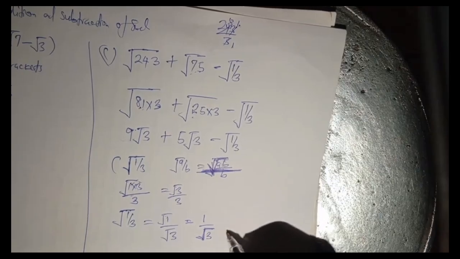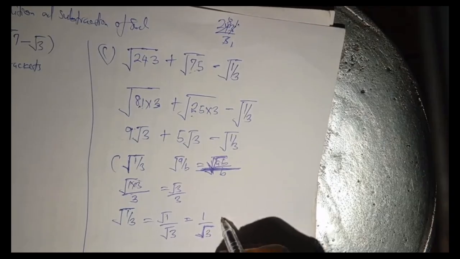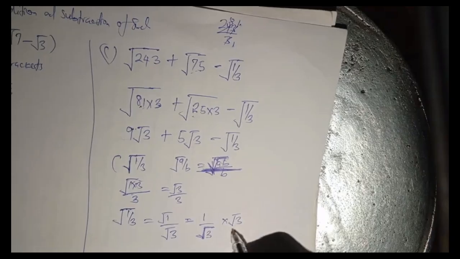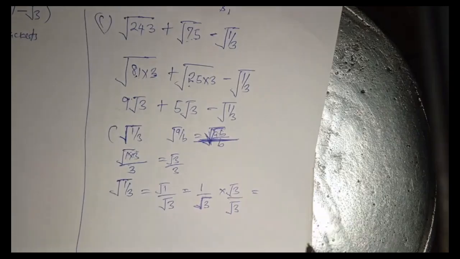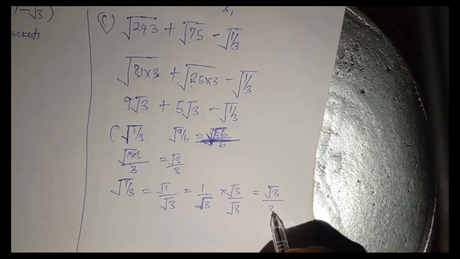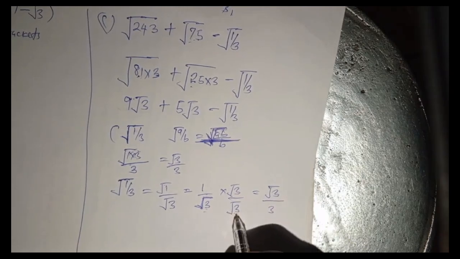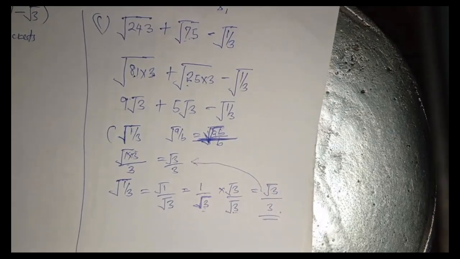And you do that by multiplying top and bottom by the conjugate, root 3 all over root 3. And 1 times root 3 is root 3. Then root 3 times root 3 is 3. Or if you like, root 3 times root 3 is root 9. Root 9 is 3. So see, you're back here, right?